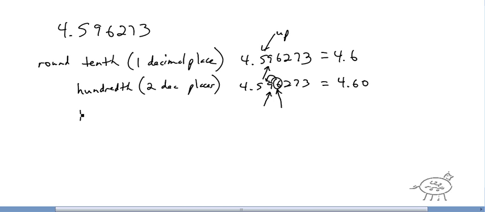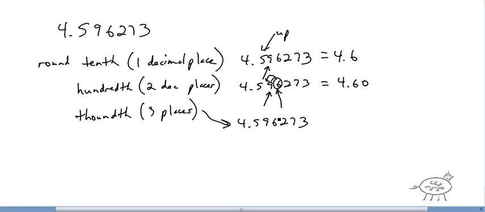All right. Thousandth is 3 places. So if I write that number, I'm going to write it a little bit lower here. 4.596273. So thousandth is 3 places. So it's that 6. And I look at the 2 and I say, oh, okay, it's smaller than 5. So I keep that number the same. So my answer is 4.596. That's the nearest thousandth. Okay. Ten-thousandth is 4 places.